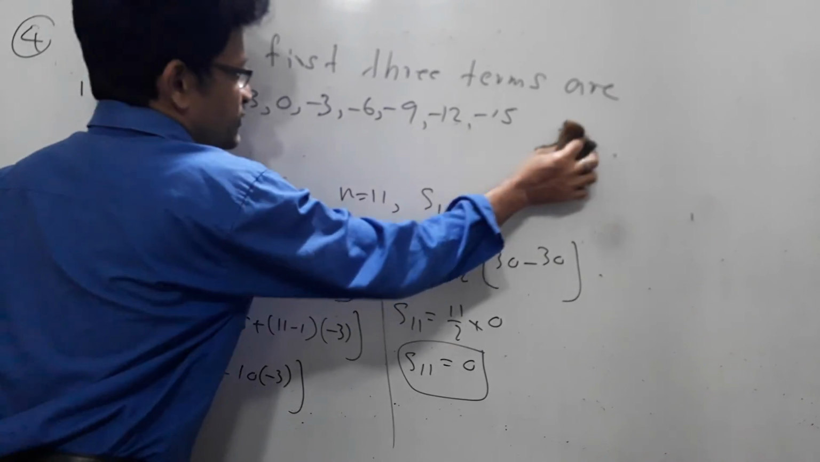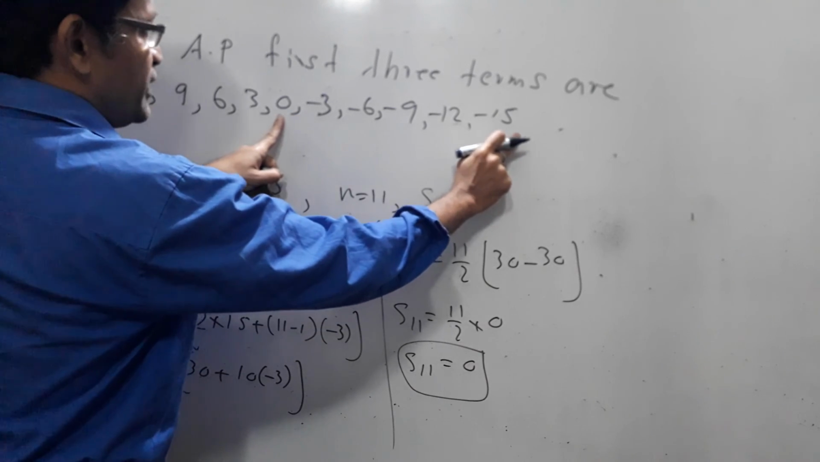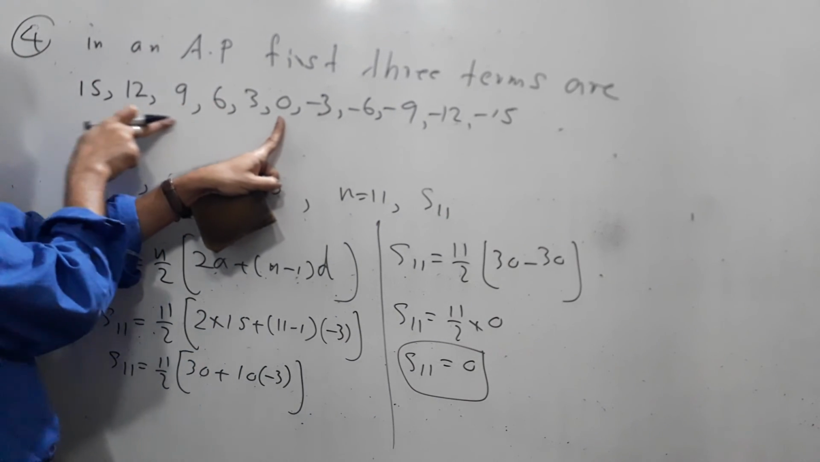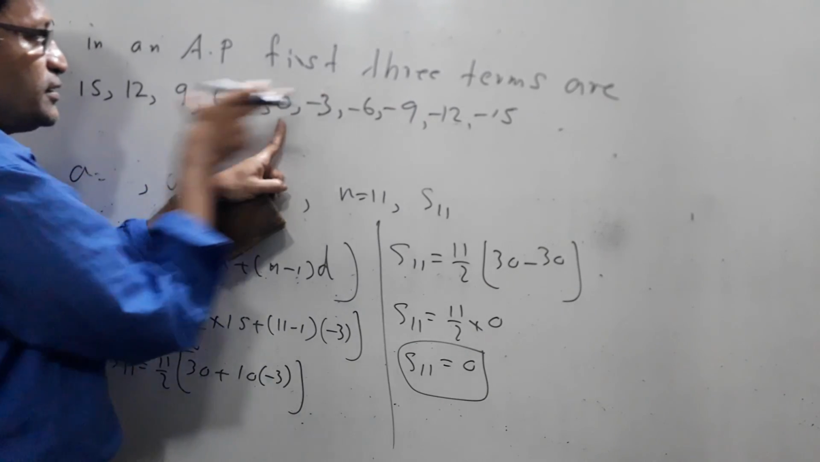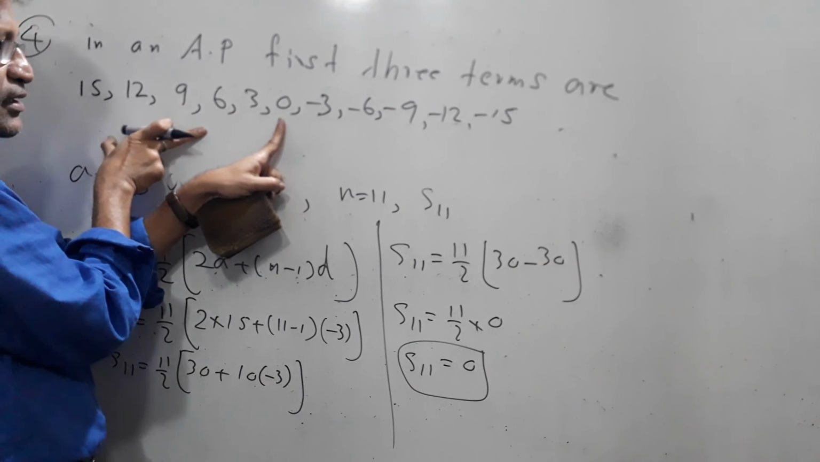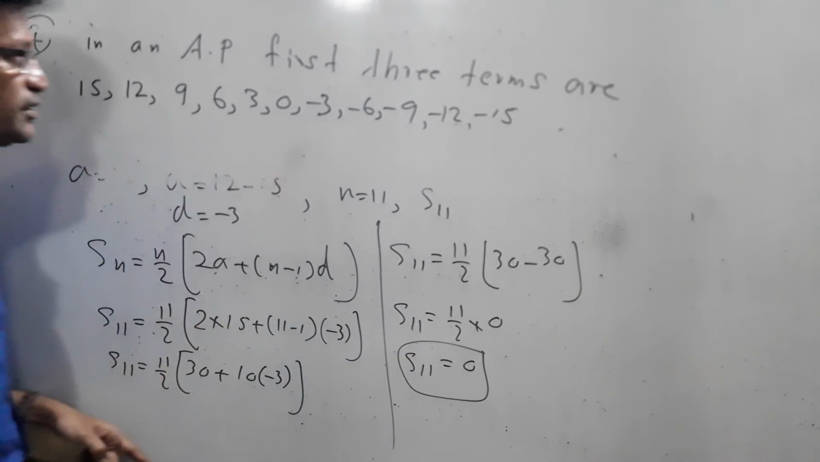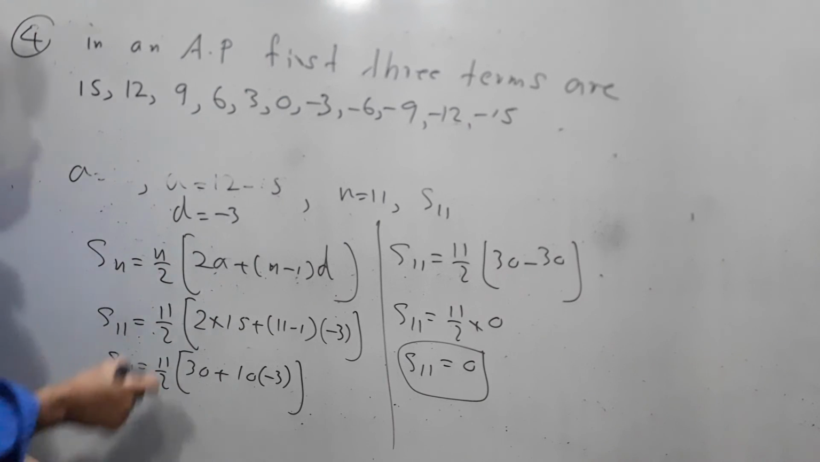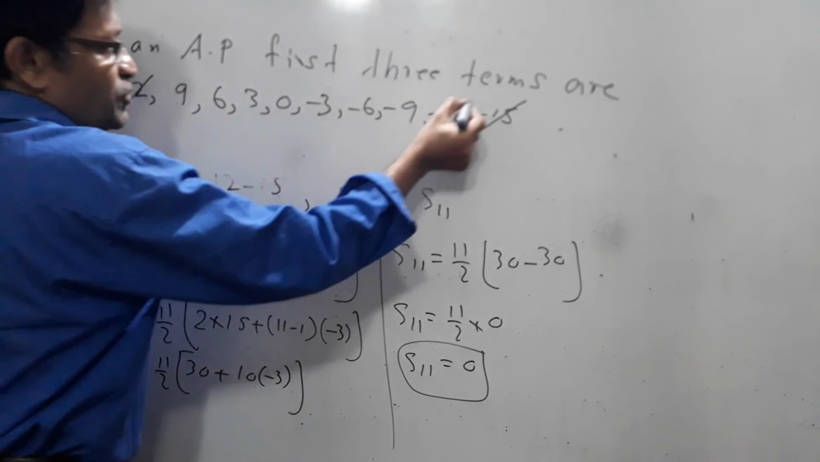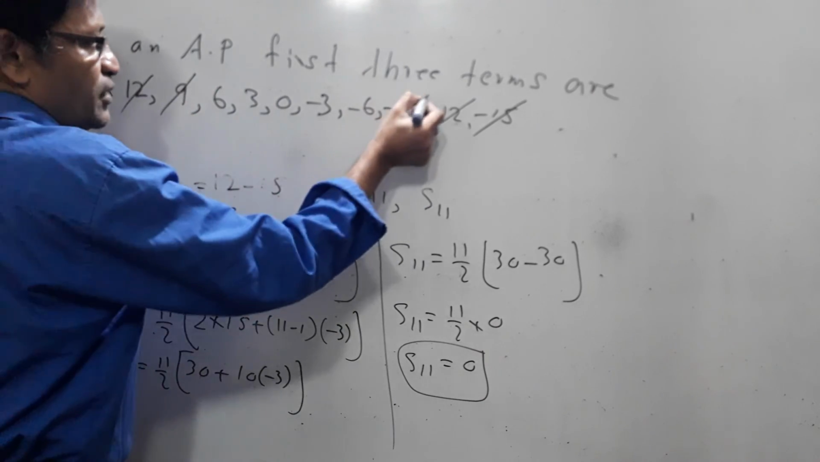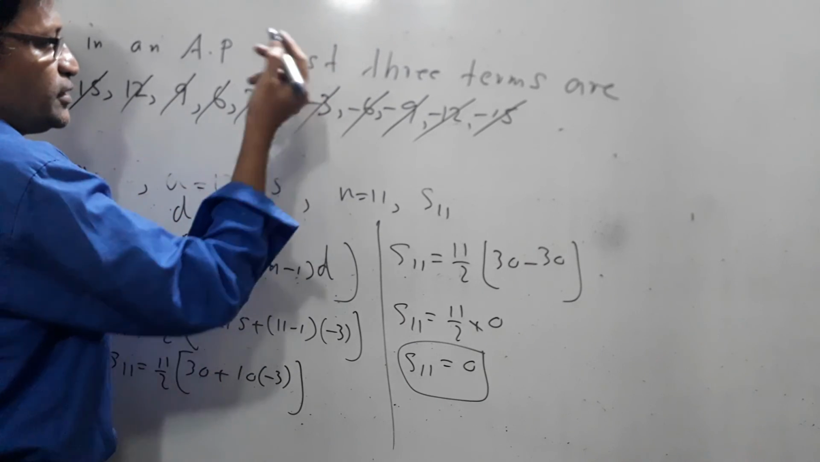That means if you add all these terms, it is 0. Now you can see that these values here are minus, and the same values here are plus. So this value and this value are the same, one minus and one plus, so they will cancel. Finally, the total equals 0. Otherwise, you can add one by one. 15 and minus 15 get cancelled, 12 and minus 12, 9 and minus 9, 6 and minus 6, 3 and minus 3 cancelled. Then 0 is the answer.